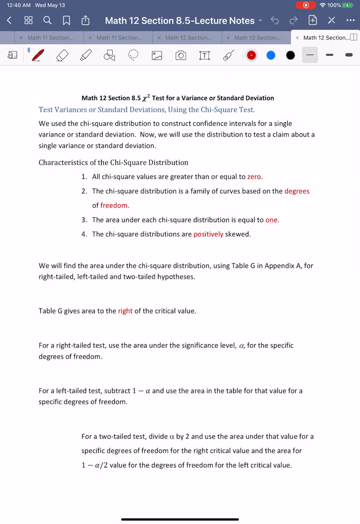Okay, this is section 8.5, chi-square test for the variance and/or standard deviation. So we test variances and standard deviations using the chi-square test. We use the chi-square distribution to construct confidence intervals for a single variance or standard deviation. Now we will use the distribution to test a claim about a single variance or standard deviation.